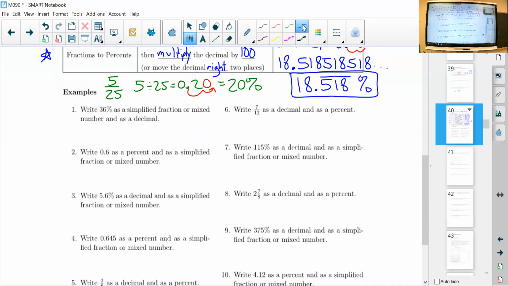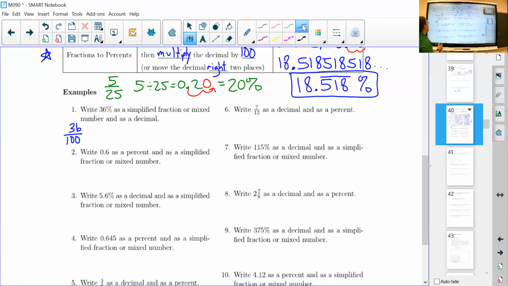Okay, let's go through a few of these examples. So let's start with number 1, 36% as a simplified fraction or mixed number and as a decimal. All of these are writing them as 2 different ways. They all have this and that. So 36% as a simplified fraction. Well, I take my percent, I want to write that as a fraction. Remember, that's 36 over 100.